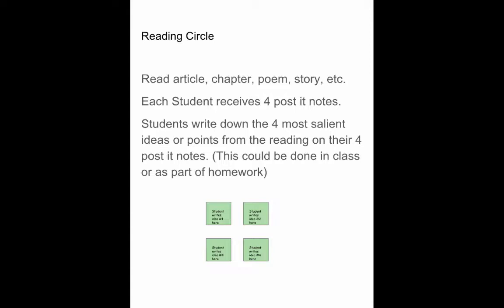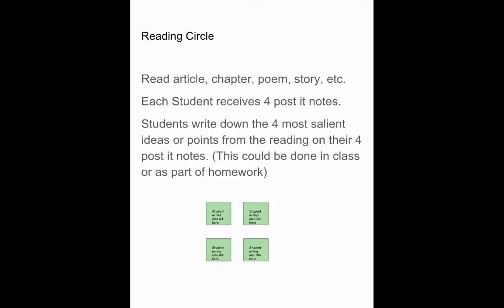And what the students are tasked to do is to write the 4 most salient ideas or points from the reading. So as they're reading, they could be marking up their reading or just completing post-it notes. Maybe you could even give them multiple post-it notes, maybe say 10, and as they're doing the reading, depending on how long it is, they're making notes of important ideas. When they're done with the reading, they would have 4 of their most salient ideas, the 4 most important points.